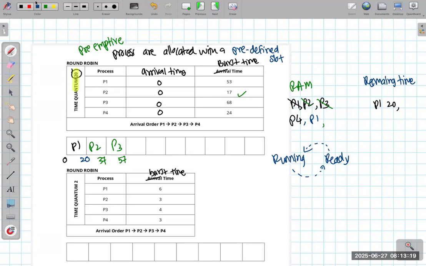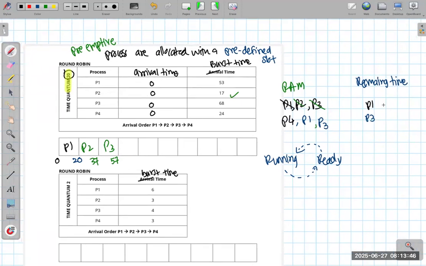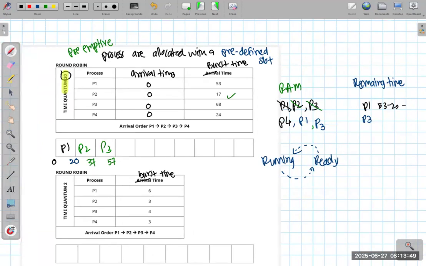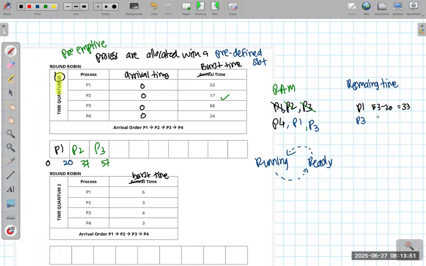P3 is executing. We stopped it after 20 seconds. Now we have to see whether it goes back. Why do we need to go back? Because his time is not yet complete. So P3 goes back to the RAM. P3 used 20 units. I'll calculate the remaining time. 68 minus 20 is 48.